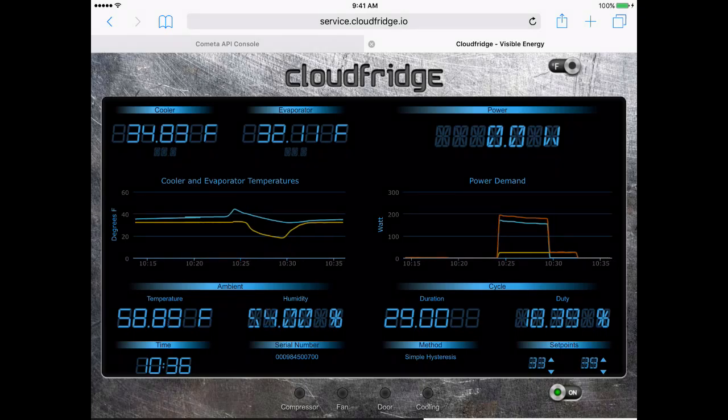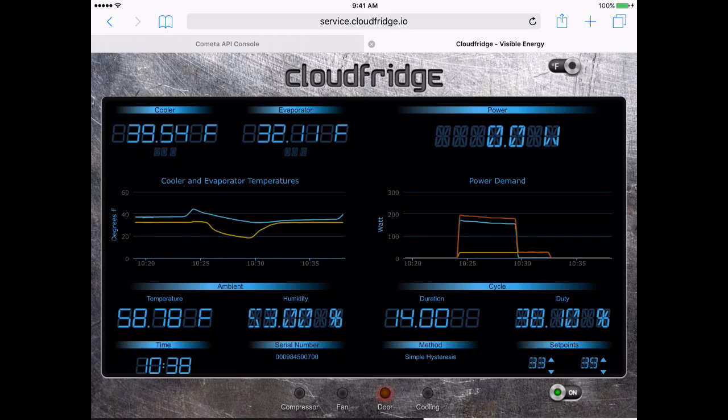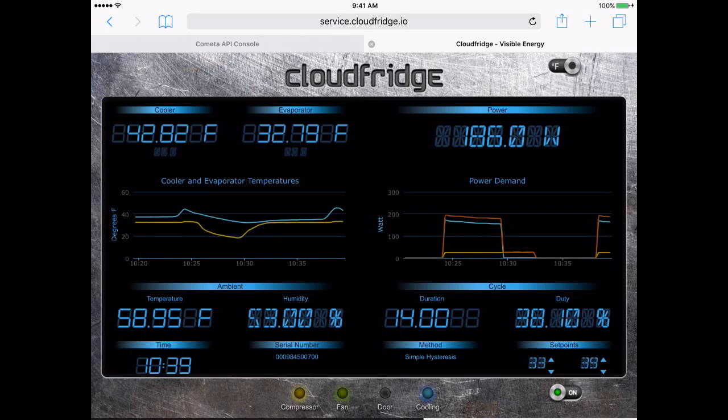And speaking of compressor cycle, you can see just below the power chart that the last period of the cycle was 29 minutes with a duty cycle percentage of approximately 80%. That is 80% of those 29 minutes the system was in cooling state.